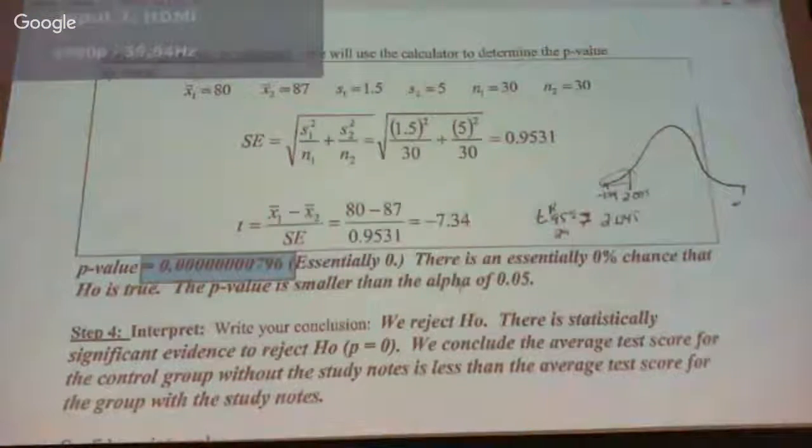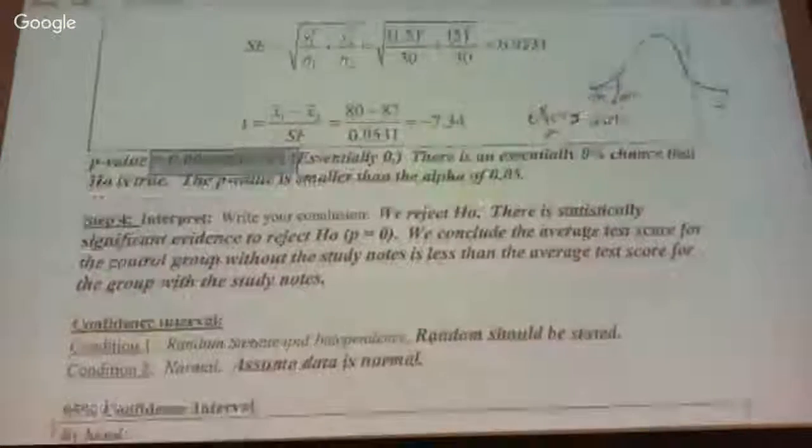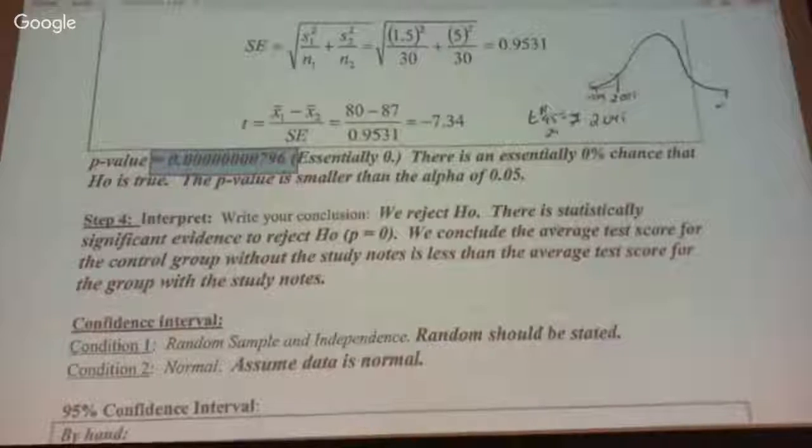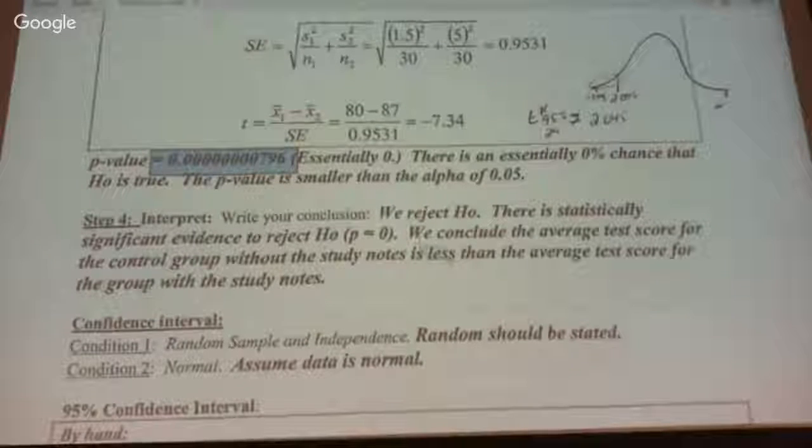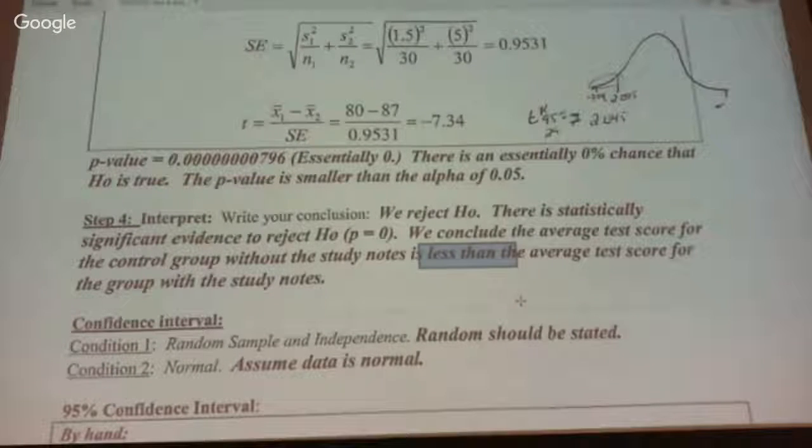Our p-value is definitely smaller than our alpha, so we reject H0. There is enough evidence to reject H0. Our p-value is essentially 0. We conclude that the average test score for the control group is less than. Now let me focus on that a second. It's less than. If I don't have notes, my score will be what? Lower.